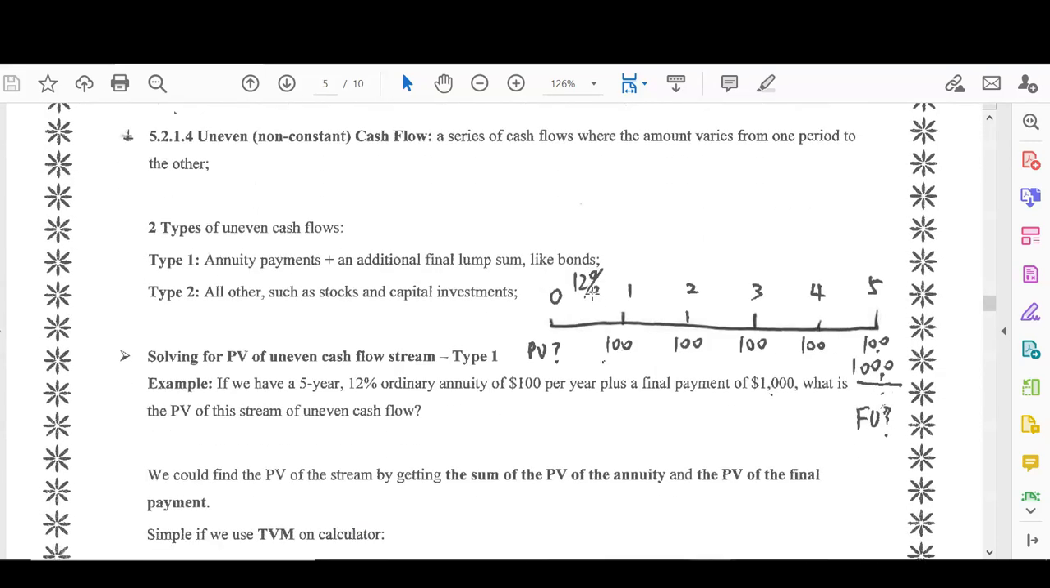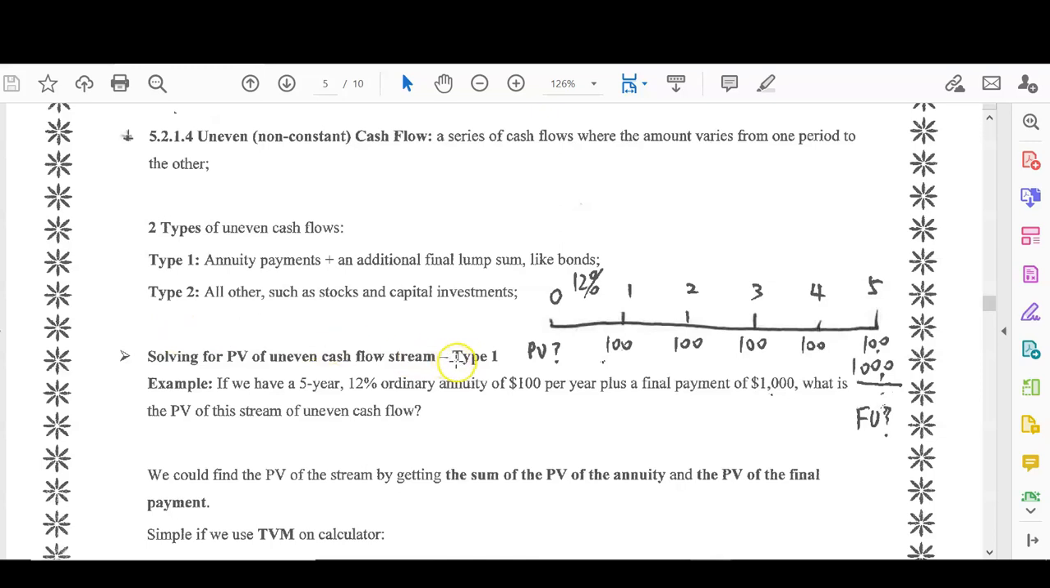Okay, so that's perpetuity. Let's look at uneven cash flow, which is a series of cash flows where the amount varies from one period to the other. There are two types of uneven cash flows. Type 1, annuity payments plus an additional final lump sum, like bonds. Type 2, all other types, such as stock and capital investments. So type 1, we can still find the pattern here, which is annuity plus lump sum. Type 2 is any other category or patterns, or cash flows with no pattern.